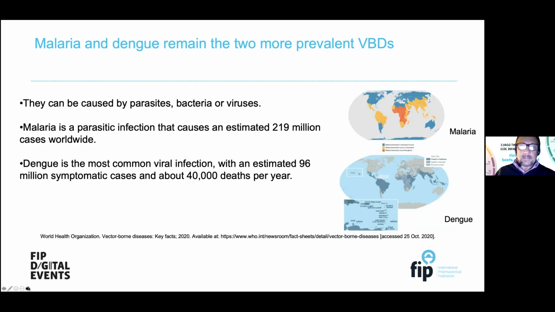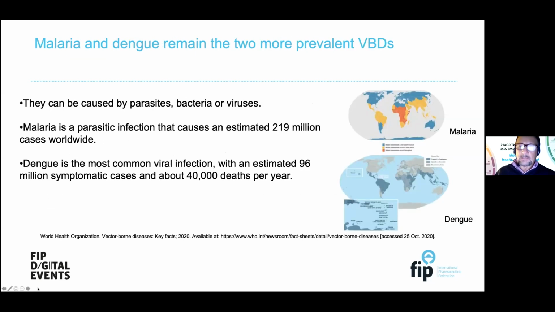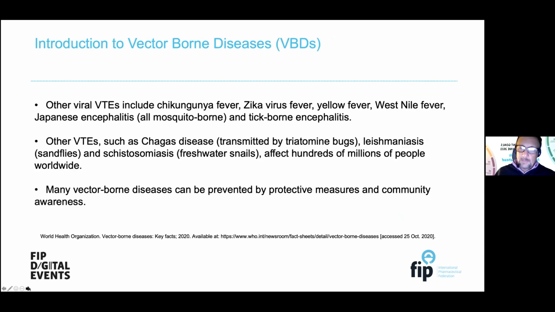And this is an estimated 100 million symptomatic cases and about 40,000 deaths per year. Also, we can see the distribution is worldwide and the vector is disseminated along the world. The next slide, please.